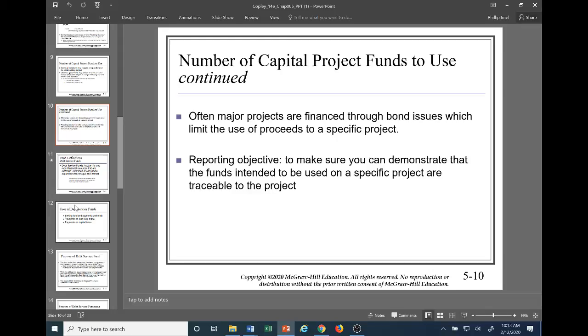So it says here, reporting objective, that's the overall reporting objective, is to make sure you can demonstrate that the funds intended to be used on a specific project are traceable to that project. So that's the main thing here, right? Because we're accountable for those bonds. The big thing with government is accountability. So as long as we can trace that money to that specific project, we're good if we use them in one fund.